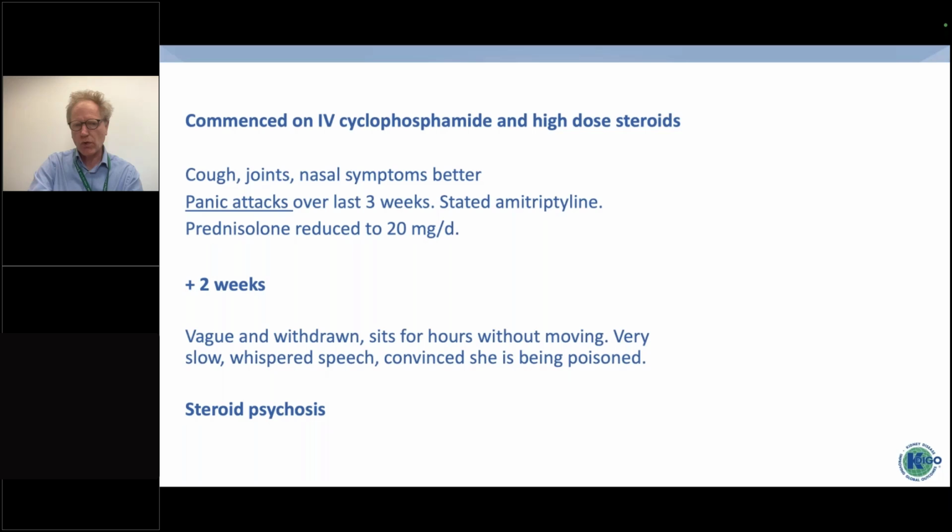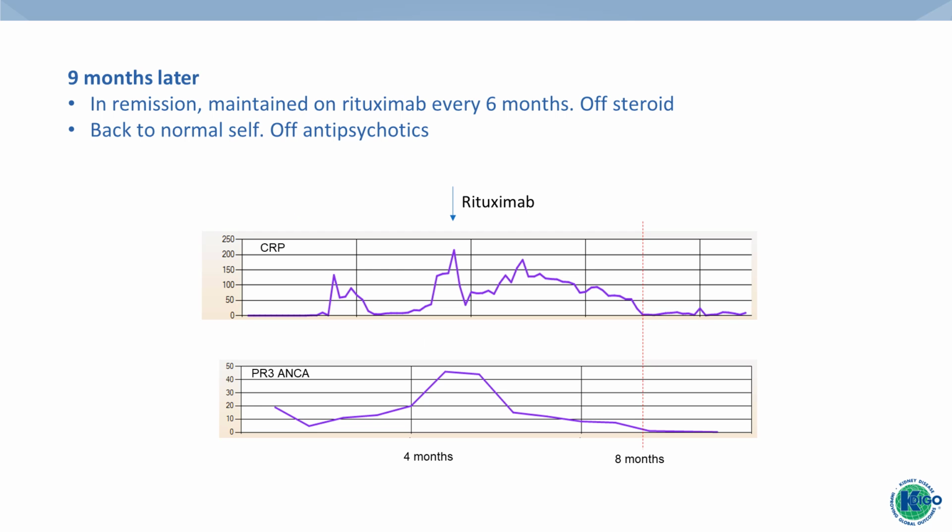side effects, being vague and withdrawn, developing very slow speech, and developing paranoid ideation, and she received a diagnosis of a steroid psychosis. Her steroids were reduced, and she was then given rituximab rather than continuing with cyclophosphamide, as she had a disease flare at round about 5 months. Rituximab gives you a slightly greater chance of being able to withdraw steroids completely without further flare, and indeed that's what happened with this patient. Steroids could be completely withdrawn. The patient recovered their mental health and was able to discontinue antipsychotic medication.